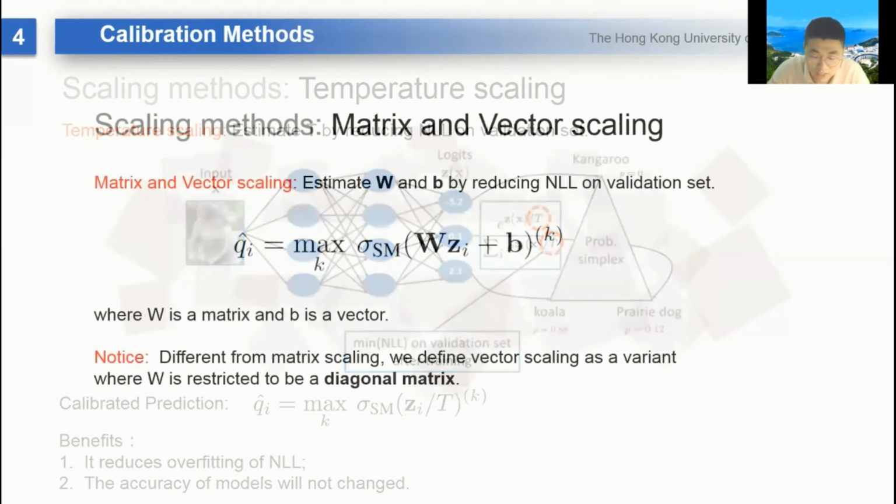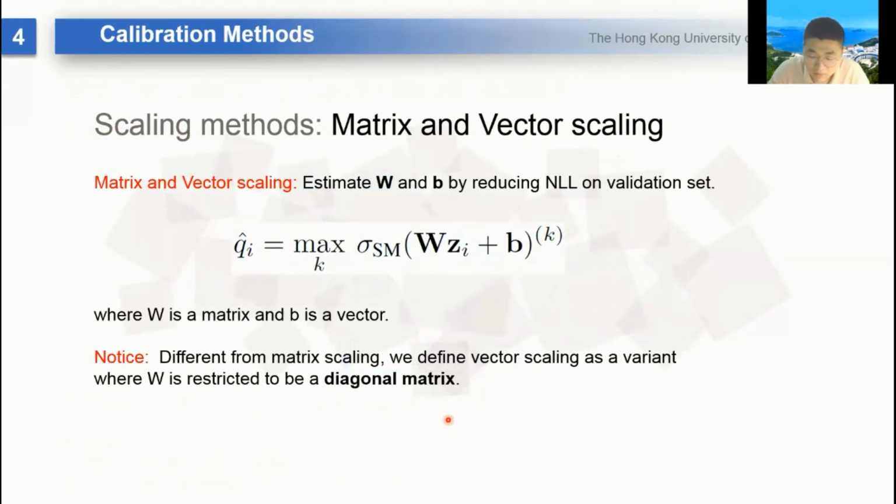We will introduce the remaining 2 methods together, matrix and vector scaling. Different from temperature scaling, we use a matrix W and a vector b to transform the old logits z i into new logits. Similarly, we estimate W and b by reducing the error on the validation set. Notice that we define that in vector scaling, W is a diagonal matrix.